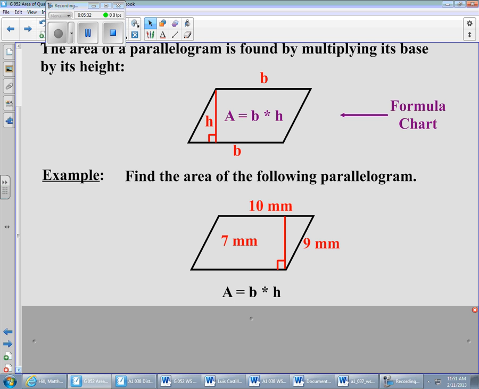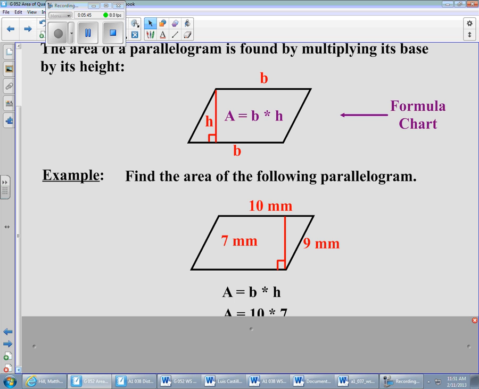Okay, I think the base is 10. Okay, what about the height? Yeah, I think my diagram's a little messed up here. My 7 millimeters there ought to be over here closer to the height. Now, if we did call those the base and the height, which were correct, those are the base and the height. But why are they the base and the height?